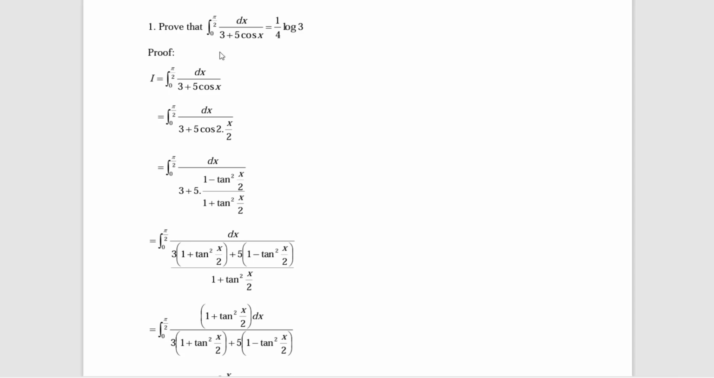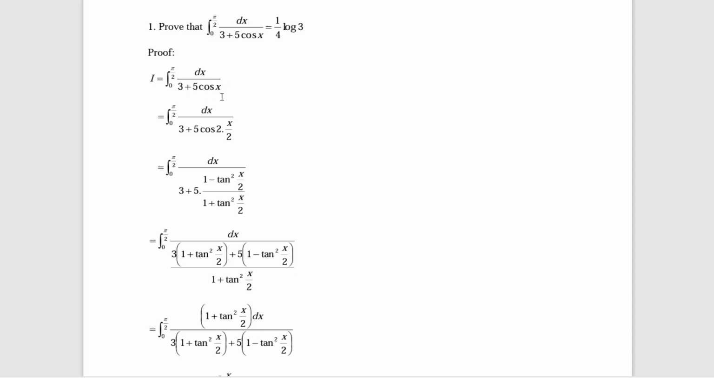In our next problem, we have to prove that the integration of dx over 3 plus 5 cos x is equal to 1 over 4 log 3, where the limit is from 0 to pi by 2. Now let us first assume this part as our I. Now we can see that there is cos x. We don't have any formula for cos x, right?